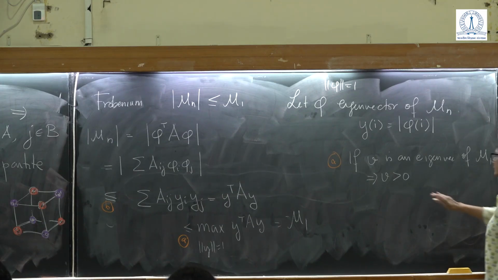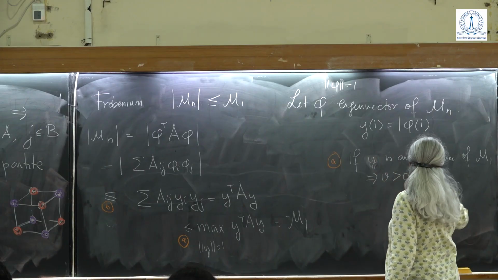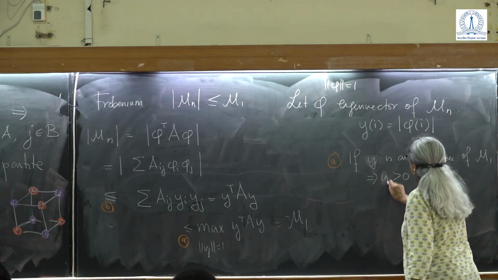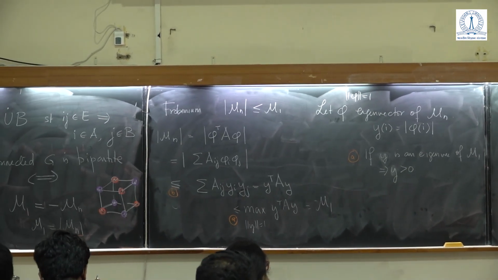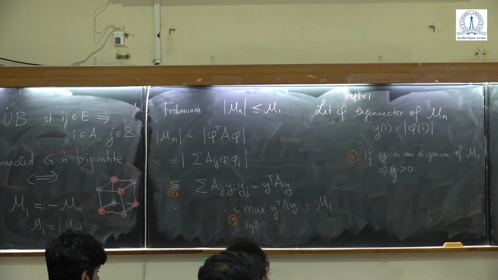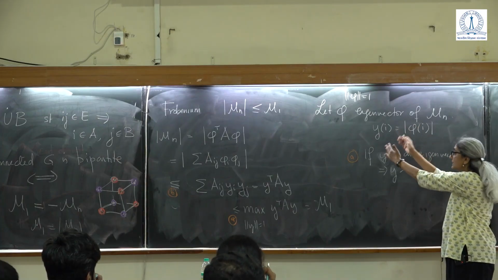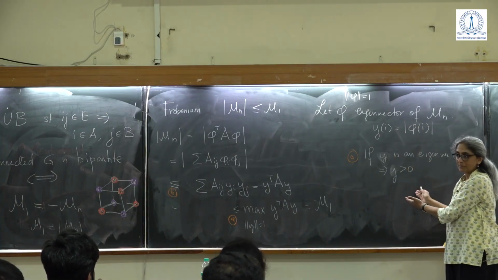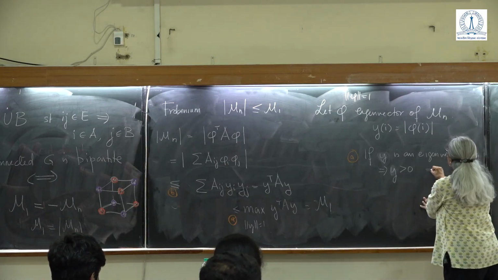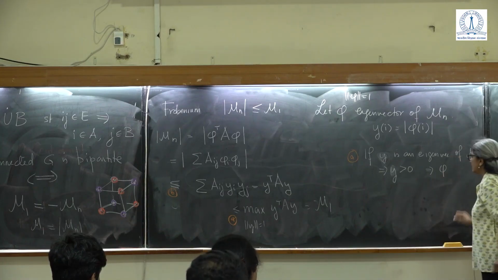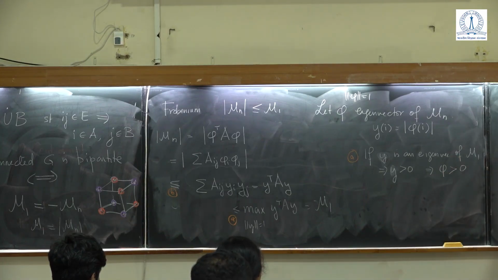So in particular, actually I do want to use Y. So if Y is an eigenvector of mu1, then Y is positive. Okay? I'm just making something up. So if Y is an eigenvector of mu1, then Y is positive. And this implies, so this is the same Y we're talking about. So if this happened to be an eigenvector of mu1, then Y is positive. And this implies that phi is also positive. Do you agree? Because we got Y by turning all the coordinates of phi to the absolute value.